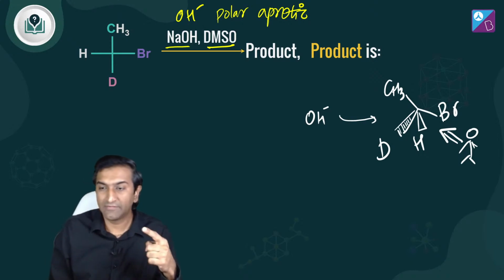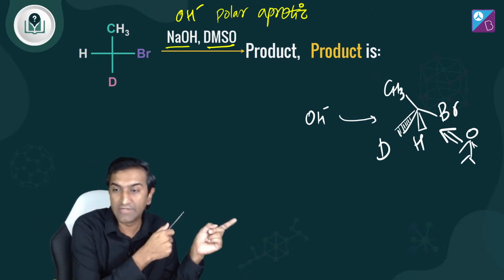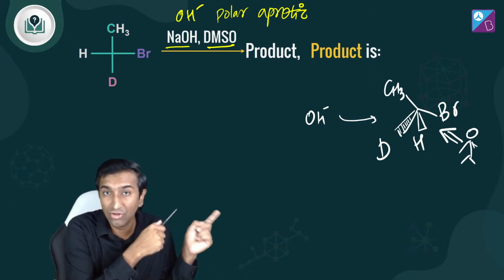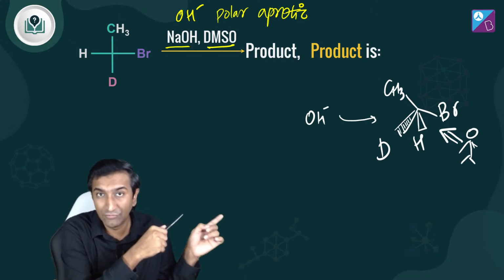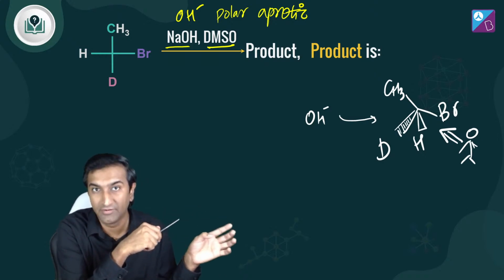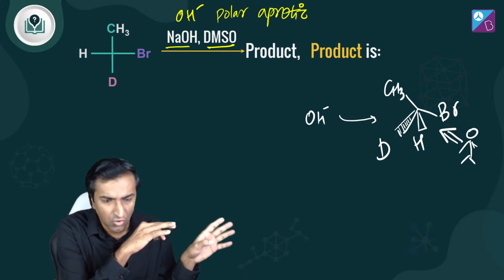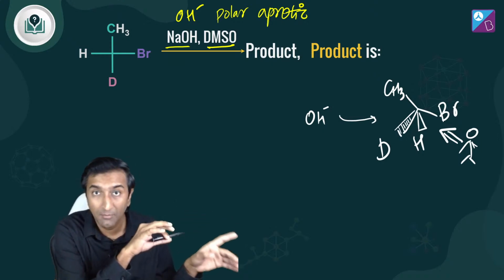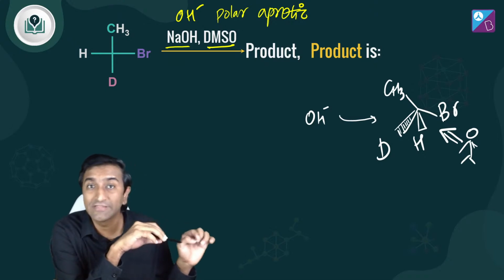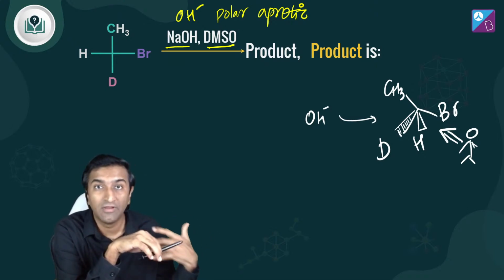ठीक है? ये समझ में आ रहा है? What the structure actually means, looks like? Yeah? Are you able to follow this? Once you get this, we will be able to identify how to get to the product. Is this okay? Yes. OH minus will attack, but from behind, right? Because it doesn't give time for this to form a cation.